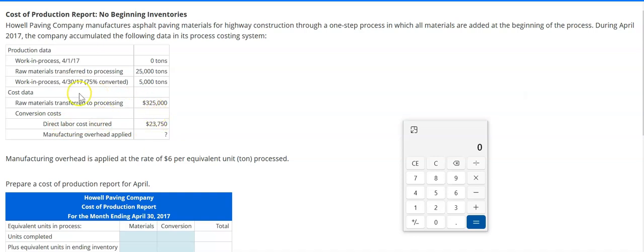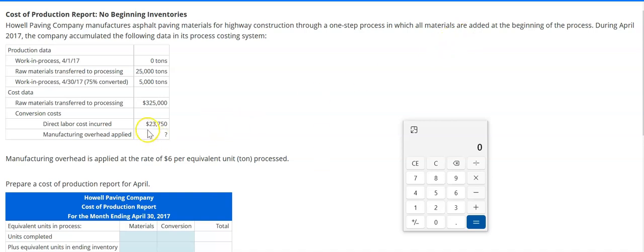What we want to recognize right off the bat is this work in process. We've got 5,000 tons. Remember what it says: all of the materials are added at the beginning of the process. So we're going to have to separate this out. These 5,000 units are not complete. That's true. They're only 75% complete. But as far as materials are concerned, they're all the way there. It's just the direct labor and manufacturing overhead that's 75% completed.